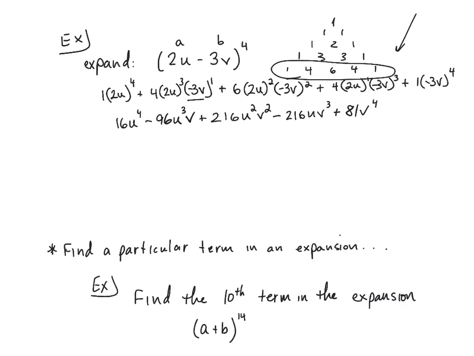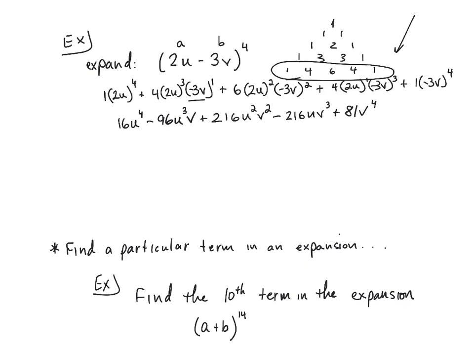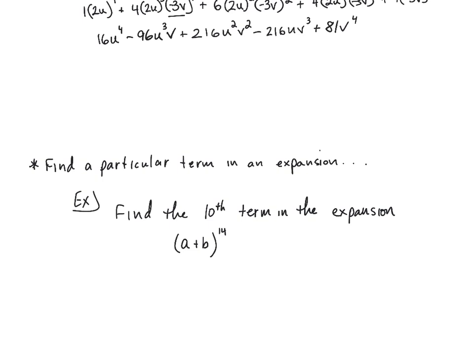So if we said, what is the 10th term in the expansion (a + b) to the 14th? Rather than trying to write out the whole expansion and then trying to count over to the 10th term, we can just find the 10th term in isolation of the rest of the expansion. And we are going to do this using the binomial coefficient formula rather than Pascal's triangle, because, like I said, for the 14th power, we would need 15 rows of Pascal's triangle.